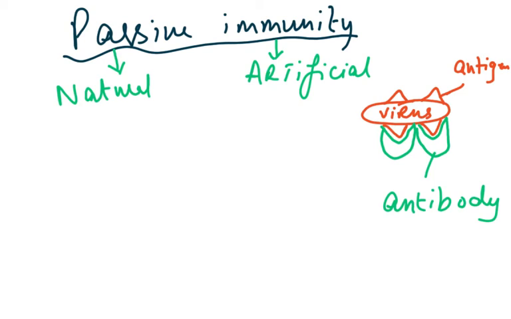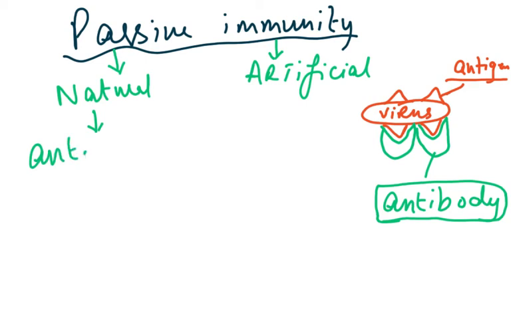The next one we talked about was active and passive immunity. Now, passive immunity is again of two types, natural and artificial. In natural passive immunity, what you have to understand is that the virus enters, and as I told you a little earlier, it contains antigens on its surface. And what we result in making is antibodies. Now, in passive immunity, antibodies are going to be transferred, not antigen. So there is no antigenic exposure.